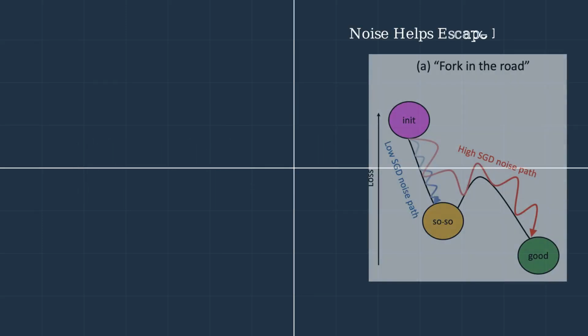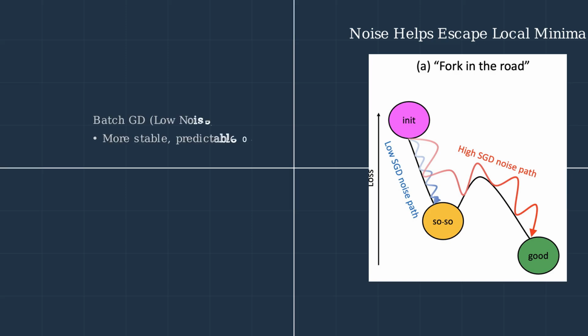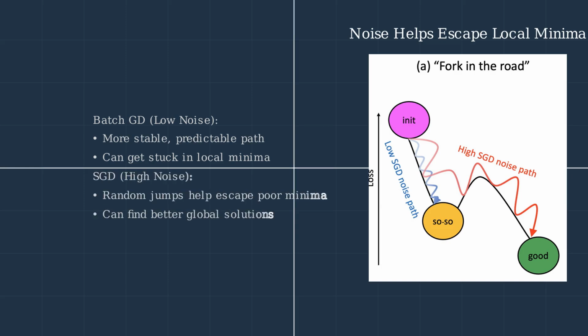This diagram illustrates an interesting property of SGD's noise. While batch gradient descent follows a smoother path with low noise, SGD takes a more chaotic route with high noise. Batch gradient descent can get stuck in a suboptimal solution, following the blue path to a so-so outcome. In contrast, SGD's noisy updates, shown by the red path, can help escape local minima and find better global solutions.